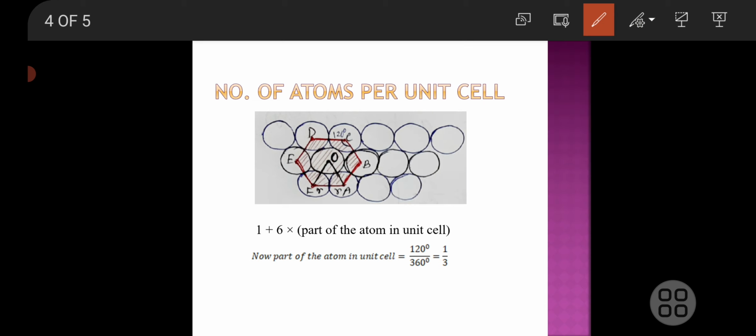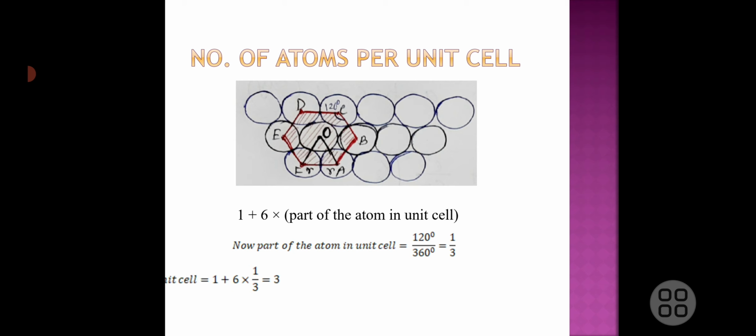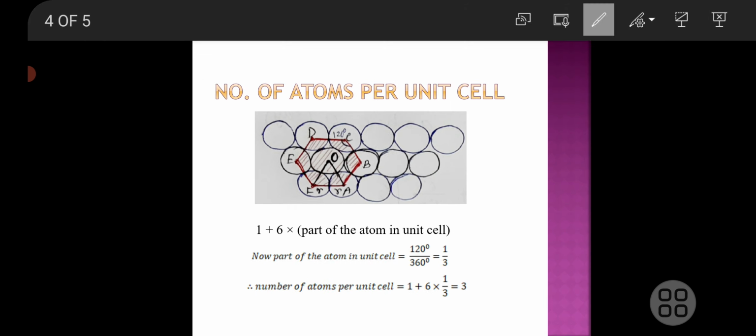So let's try to find out, what is the number of atoms per unit cell? Then it is easy: that is the single complete atom, and 6 into 1/3. So the number of atoms per unit cell is 3. It is very important.